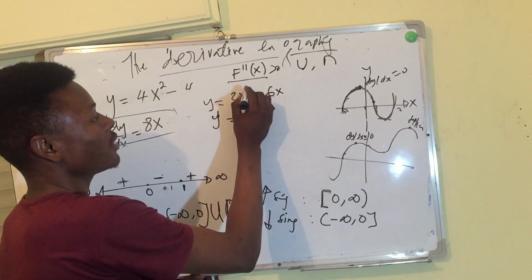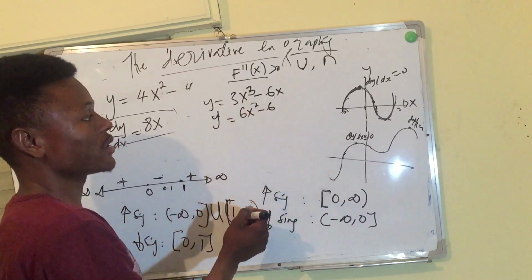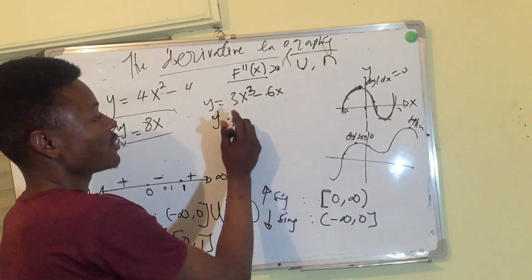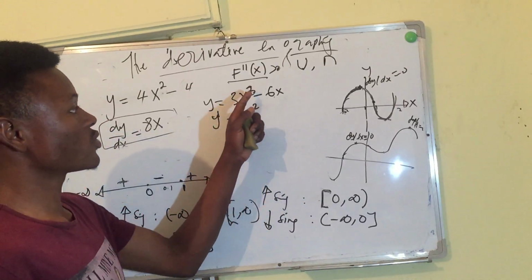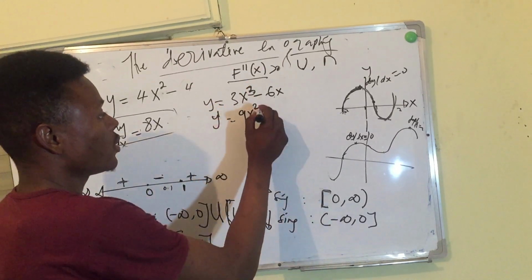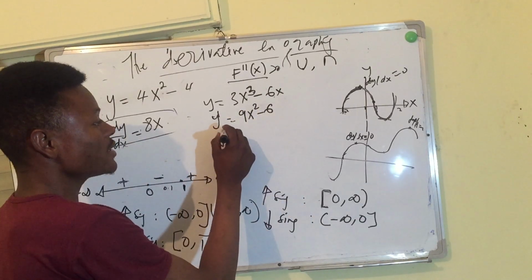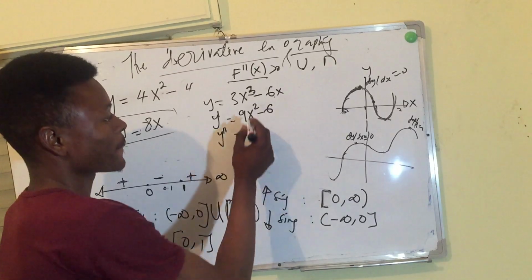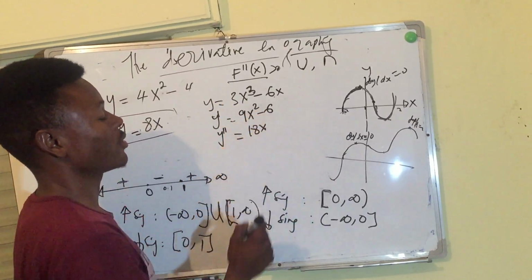Oh, sorry. Let me say here I have 6x cubed. So the first derivative will be 9x squared, because 3 times 3 is 9, minus 1 from the power 2, minus 6. This is the first derivative. The second derivative is what? From the first derivative, this is 18x minus 0.